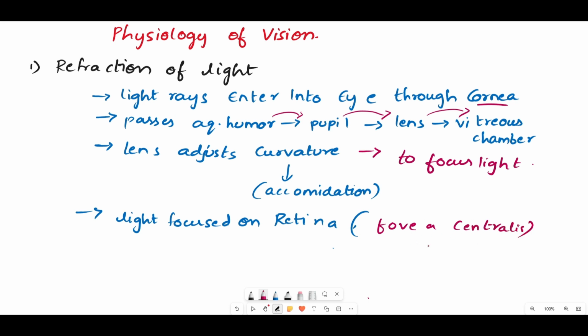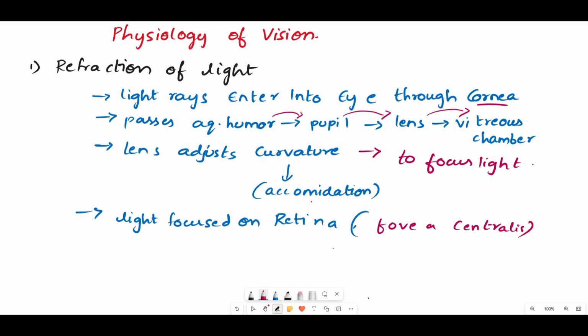To understand what is fovea centralis and what is the vitreous chamber, you need to know the diagram which we discussed in the previous video. What happens in the refraction of light? The light rays enter the eye through the cornea, then pass through the aqueous humor, enter the pupil, then the lens, and reach the vitreous chamber. And this lens adjusts its curvature for accommodation. Especially this is useful for focusing the light. Once the light gets focused onto the retina, especially in the area called fovea centralis. So this is what happens in the first step, which is refraction of light.